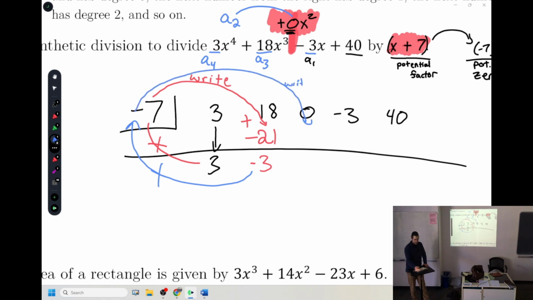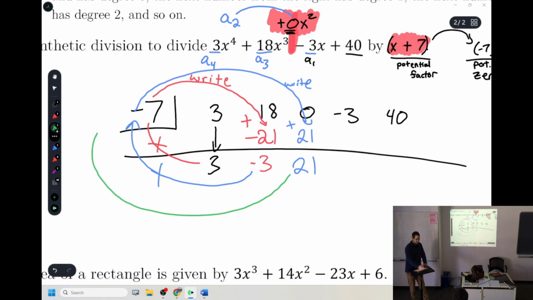This is about to look really messy, but I'm trying to show you what our brains are doing if you haven't seen synthetic division before. I'm trying to show you the pathway our brains are going. We're going left, right, add. So that's positive 21, right? Green time. Multiply. Negative 147. Add.